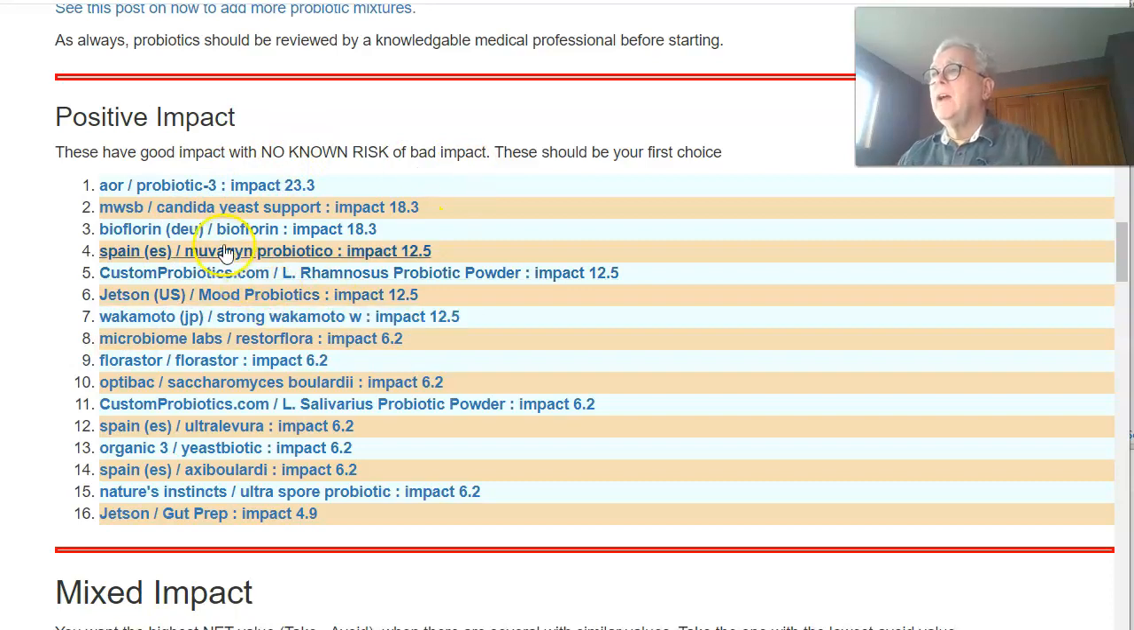So we have Bioflorin, which is the Enterococcus faecalis. There it has a big impact. We have Probiotic Free, which is available on Amazon.com. Bioflorin comes from Germany and it's harder to get hold of. If you're in Spain, we have other ones there. So you have what will likely help.